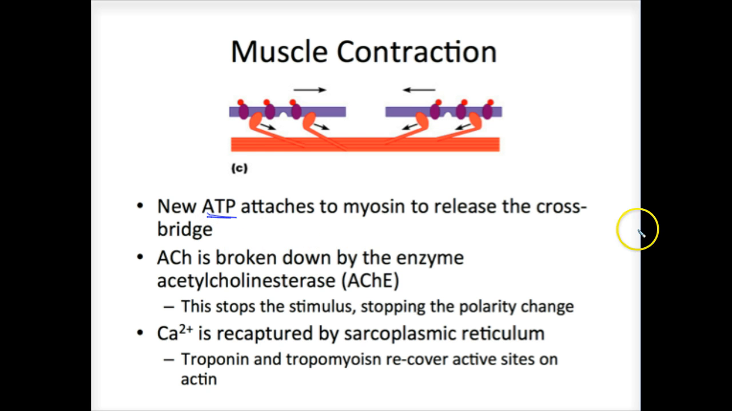So that means every time, and now think about this in terms of small versus large muscles even, every time a single myosin head binds to a single active site, 1 ATP was required to cock it, and 1 ATP is required to detach it, for every single myosin head.